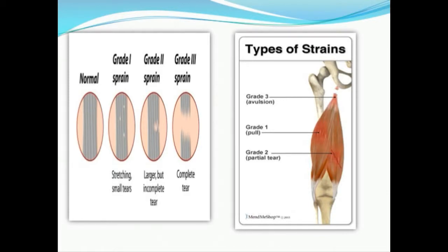For grade 3 muscle strain, you will be unable to walk. You will feel severe pain. You will get bad swelling appearing immediately after the injury. Any contraction, like straightening the knee or bending the knee, will be so painful. It will take 3 to 6 months to recover from a grade 3 muscle strain.